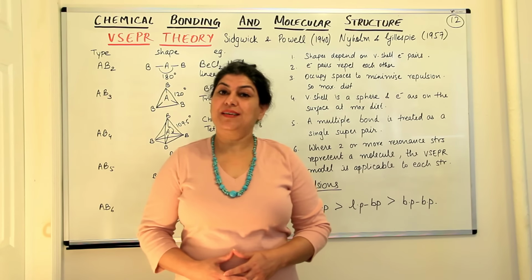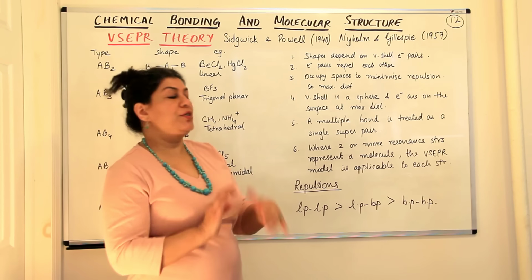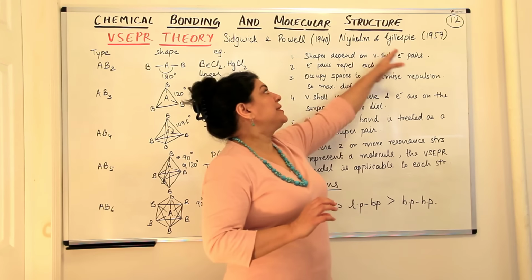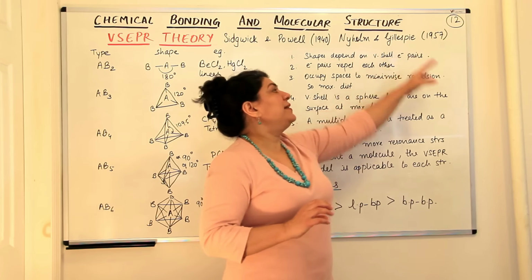The valence shell electron pair repulsion theory was given by two scientists in 1940. The names of the scientists were Sidgwick and Powell, and there were some additions made to this theory by Nyholm and Gillespie, and this was done in 1957.